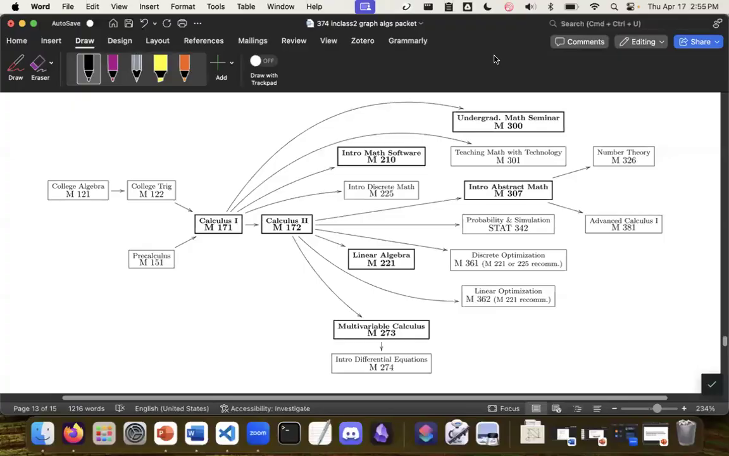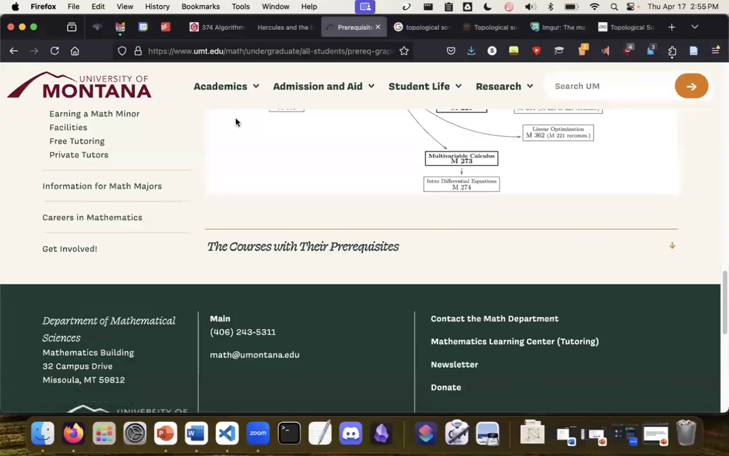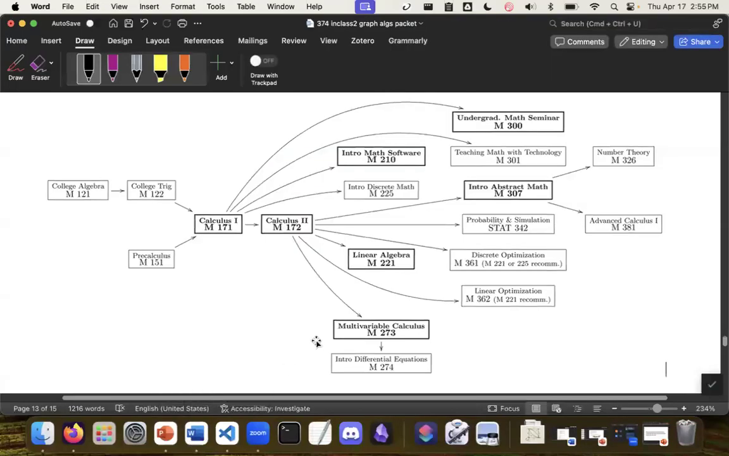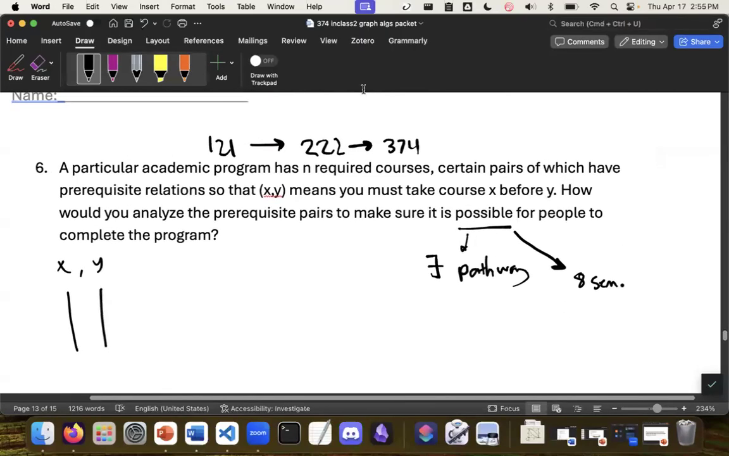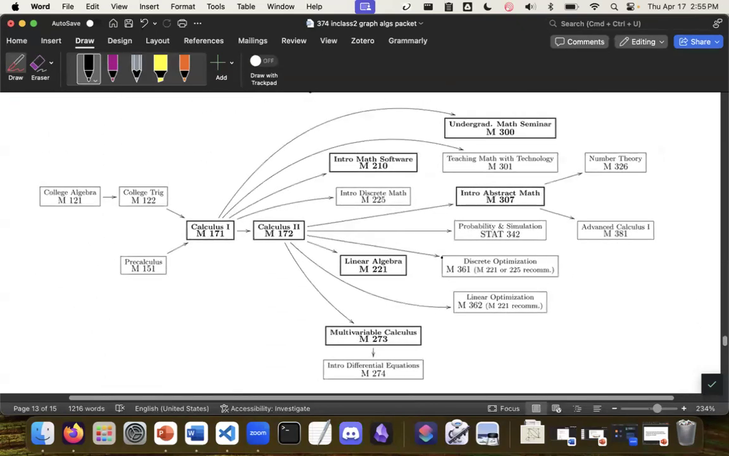Okay, let's come back and briefly check in. So this one is a sample program from, what was it, University of Montana, where they've got Calc 1 and 2 that are the prerequisites for all this other stuff. And so the property, in terms of like, I've decided that we don't care about the timeline. So we don't care about how many semesters we have. We just want to know that our map like this is valid.